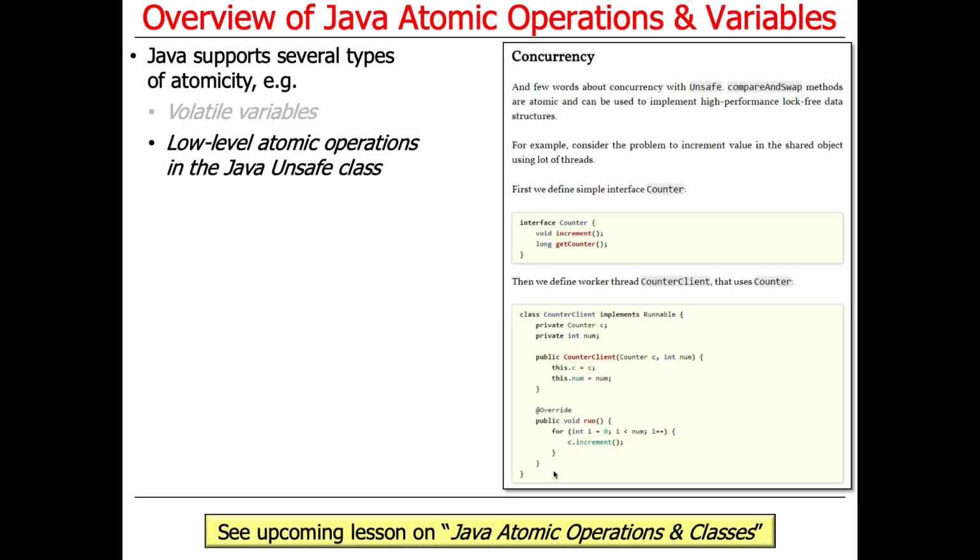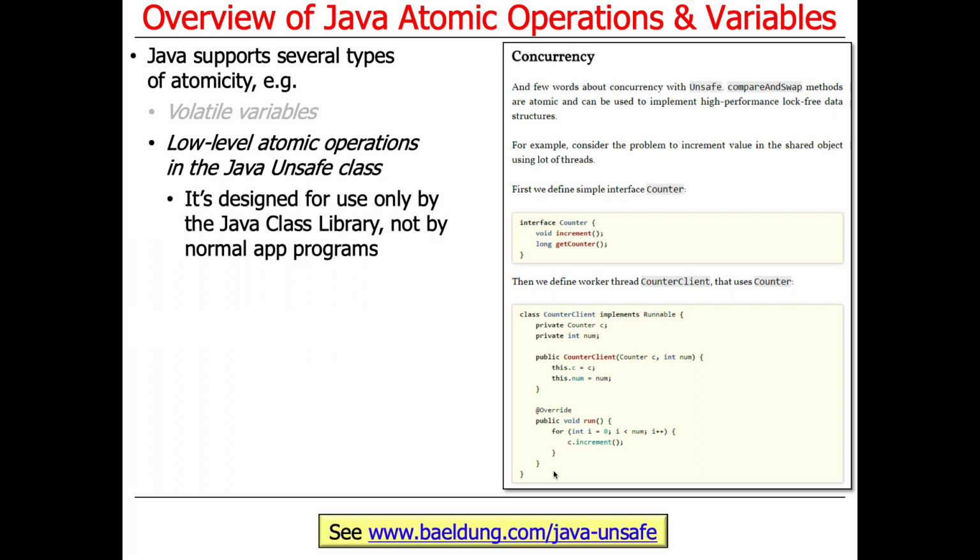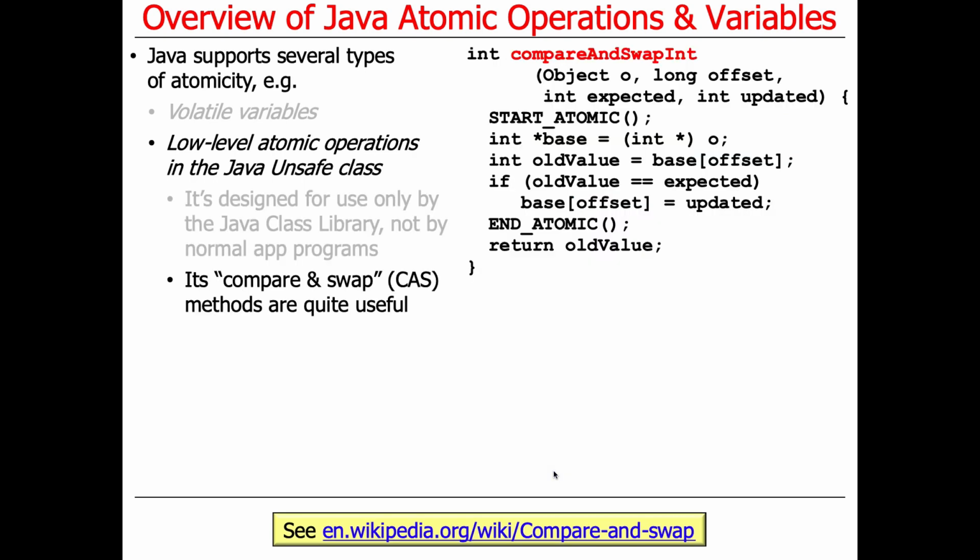There's also a bunch of low-level operations that are defined in the Java unsafe class. I'm going to talk a bit about these in this set of slides, and then we'll talk about how the Java atomic classes build on them. These operations, the operations defined in the, quote, unsafe class, as the name may suggest, are designed only for use with the Java class library, not by normal application programs that we might write. So you actually cannot access these fields directly in Java, typically.